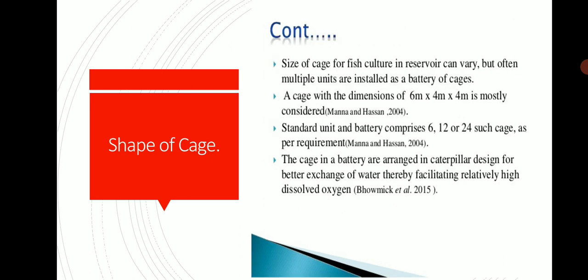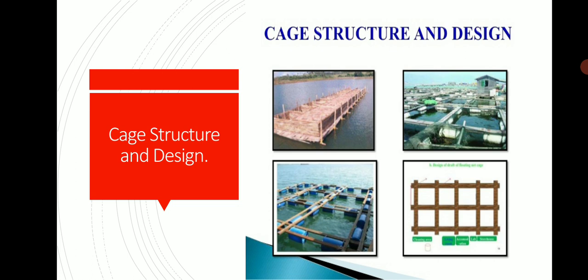Size of cage. Fish culture in reservoirs can vary, but often multiple units are installed as a battery of cages. A cage with dimensions of 6 meter by 4 meter by 4 meter is mostly considered the standard unit, and a battery comprises 6, 12 or 24 such cages as per requirement. Cages in a battery are arranged in a caterpillar design for better exchange of water, thereby facilitating relatively high dissolved oxygen. Cage structure and design are shown in the figure.